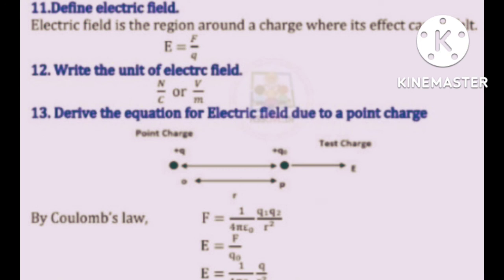In order to calculate the electric field intensity at P, we have to divide the force by Q0. That is, E is equal to F by Q0. That will be equal to 1 by 4 pi epsilon into Q by r square, because Q0 and Q0 will get cancelled. So this is the expression for finding the intensity of electric field at a point due to a point charge. Hope it is clear to you.